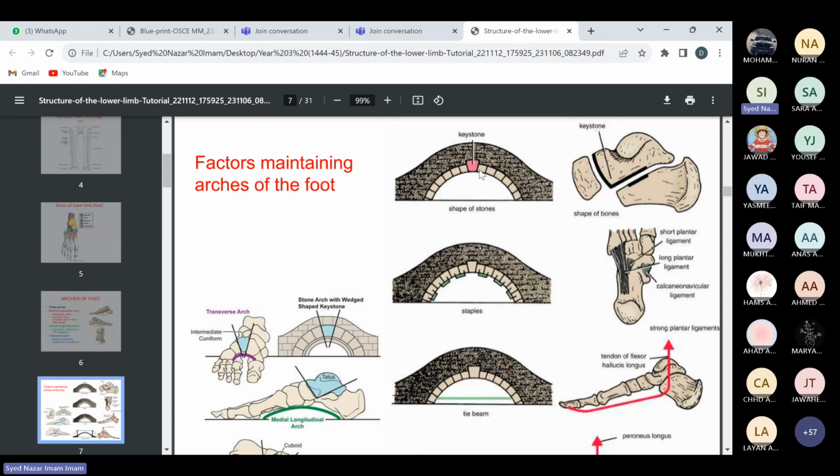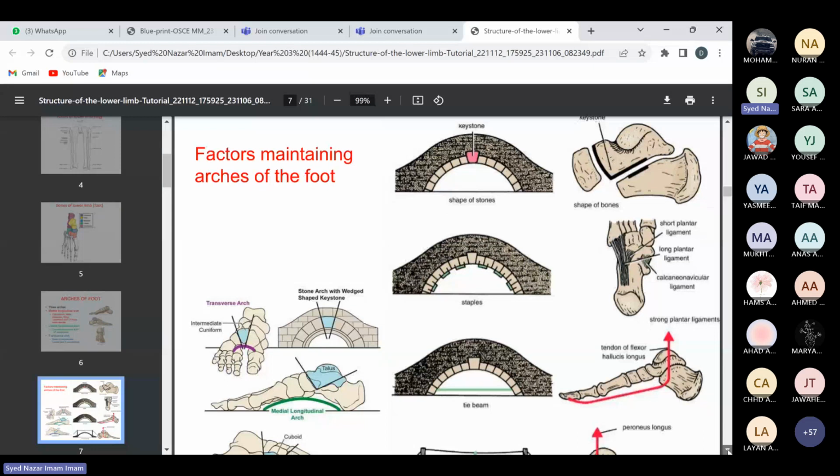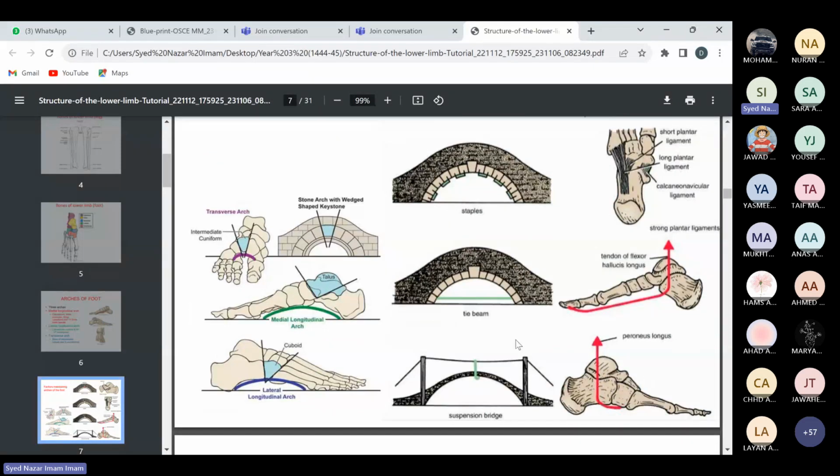So this is the problem. If there is a bone which is not wedge shaped, or which is flat from all sides, you are ultimately going to have the flat foot. So for each arch, we are going to have one wedge shaped bone that we call the keystone. They'll ask you which bone is the keystone for the medial longitudinal arch, or the lateral longitudinal arch, or the transverse arch.